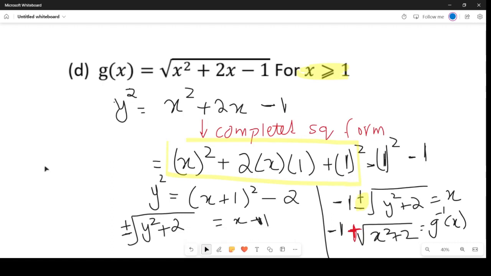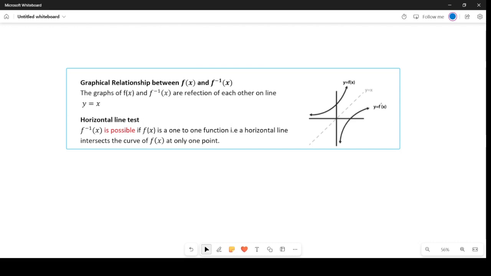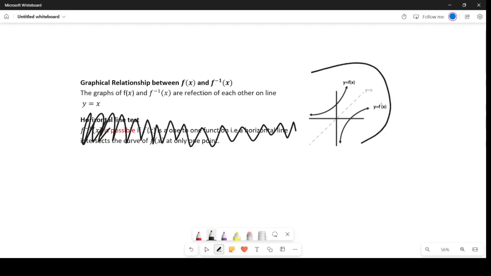We've already discussed that f(x) and f inverse of x graphs are reflections of each other on the line y equals x. So this is the graphical relationship between f(x) and f inverse of x. This is f inverse. Okay.